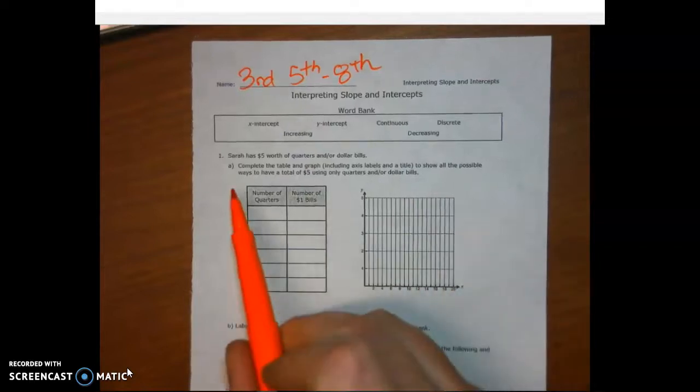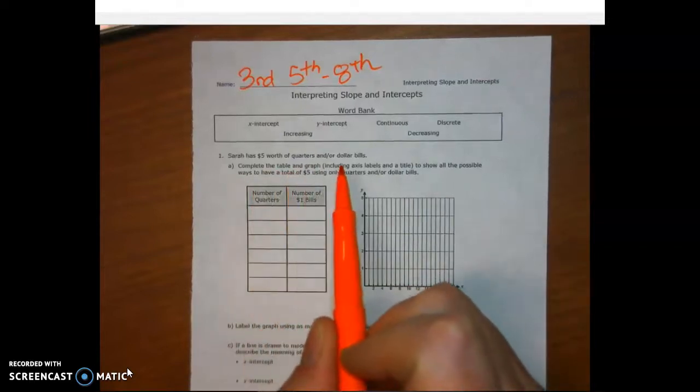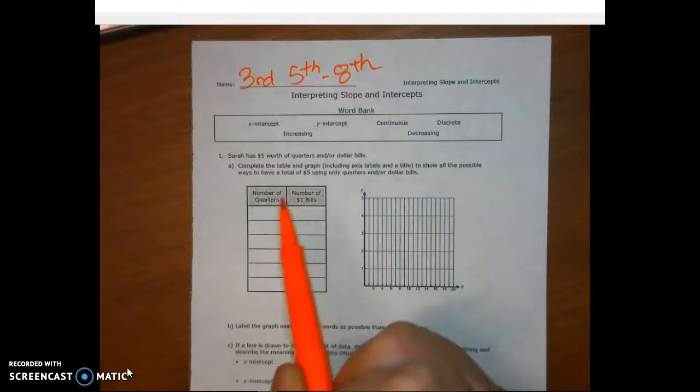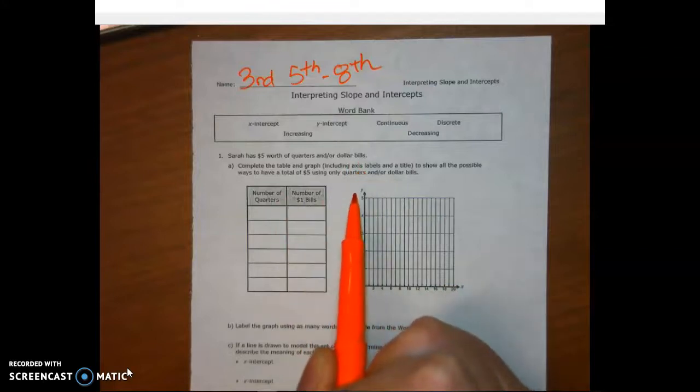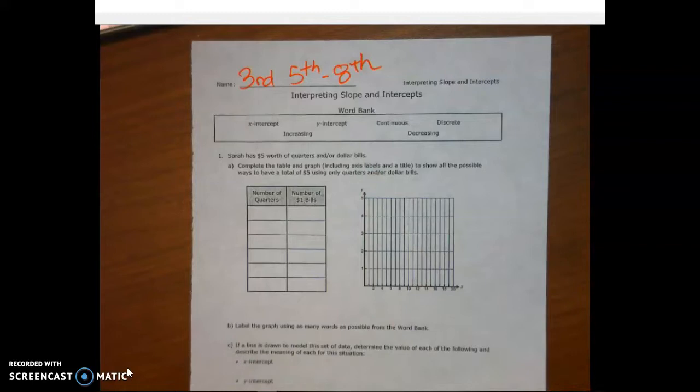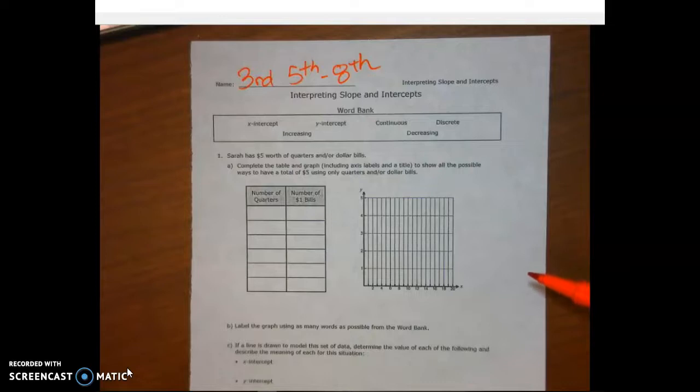Okay, so this problem says Sarah has $5 worth of quarters and/or dollar bills. Complete the table and the graph, and we have to use the labels just like they are, and we have to add a title to show all the possible ways to have a total of $5 using only quarters and/or dollar bills. Okay, so number of quarters.